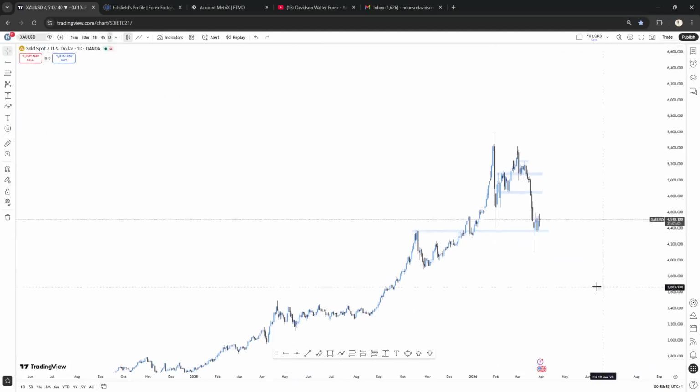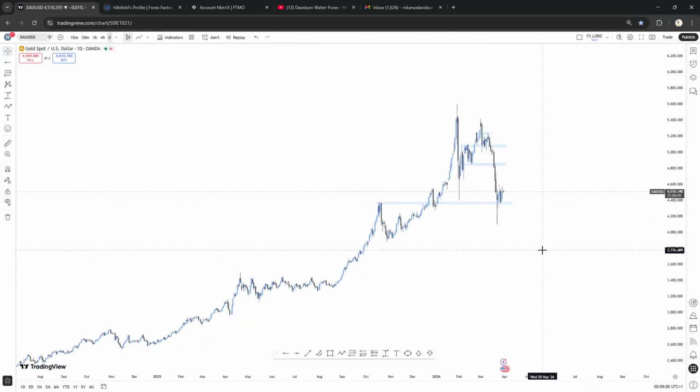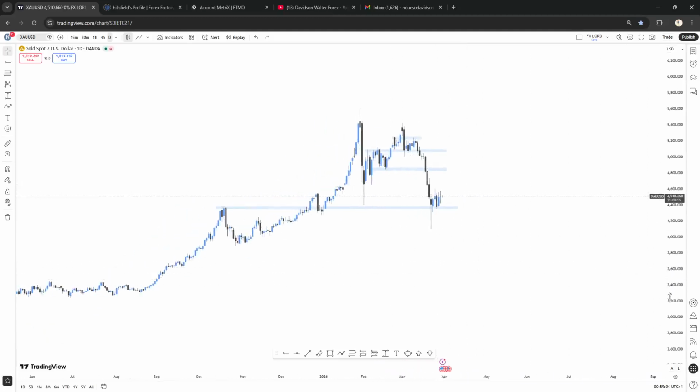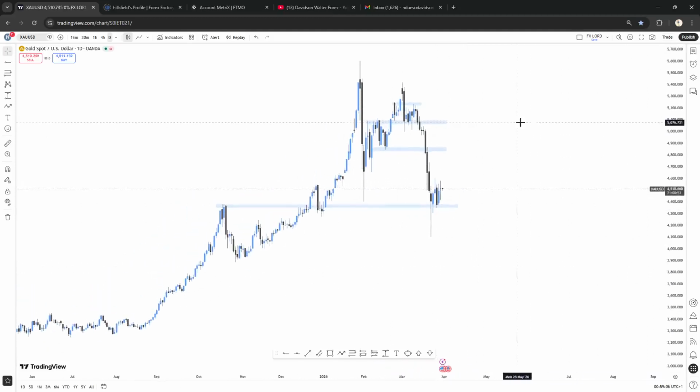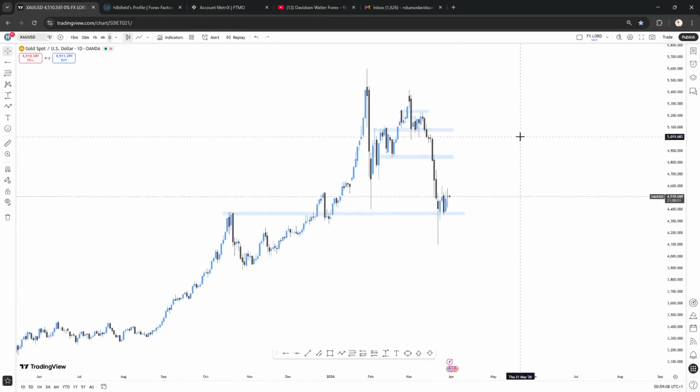On the daily time frame, what can you see? What can you see on the daily time frame, guys? Let me know in the comment section. On the daily time frame, what can you see right now? This is the highest point price got to.